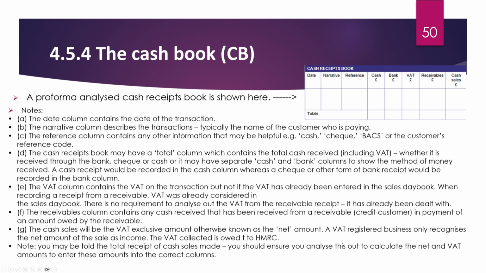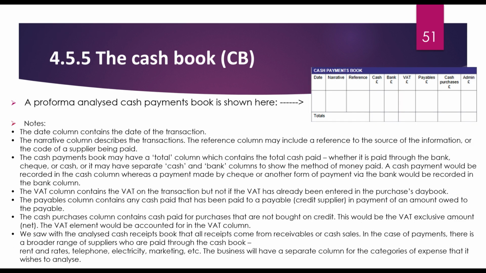The VAT column contains the VAT on the transaction, but not if the VAT has already been entered in the purchases daybook. The payables column contains any cash paid to a payable, credit supplier, in payment of an amount owed to the payable. The cash purchases column contains cash paid for purchases that are not bought on credit. This would be the VAT exclusive amount, net. The VAT element would be accounted for in the VAT column.